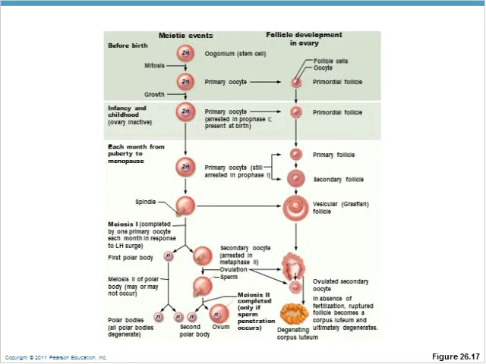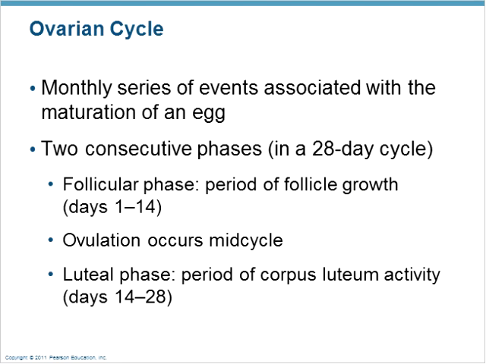So this takes you to that process. Here we go. So there's the meiotic events. There's before birth, there's the oogonium, and there's the primary oocyte. If we go to growth, you see the primordial follicle, secondary follicle, vesicular follicle, or Graafian follicle. There's the ovulated ovary, and finally the degenerated corpus luteum. And this takes you through that process of what happens before birth, as we talked about.